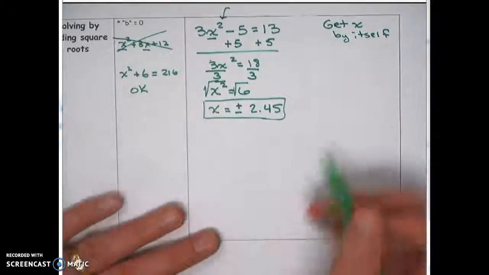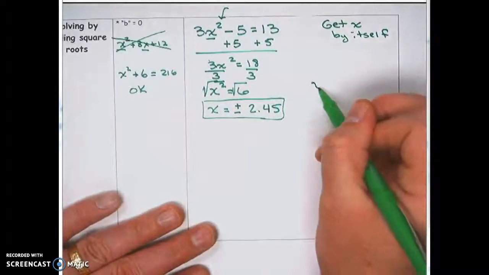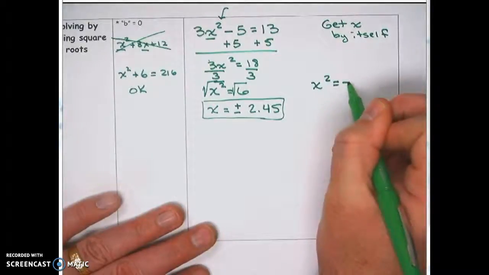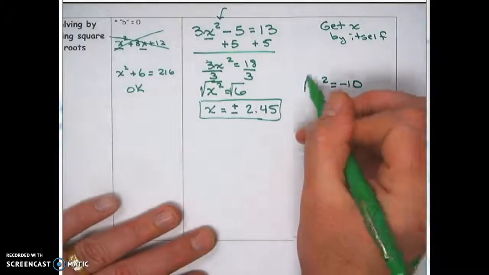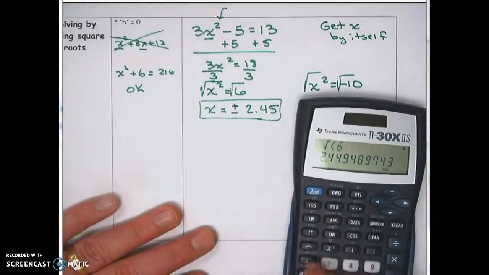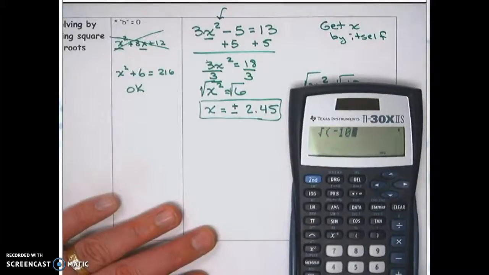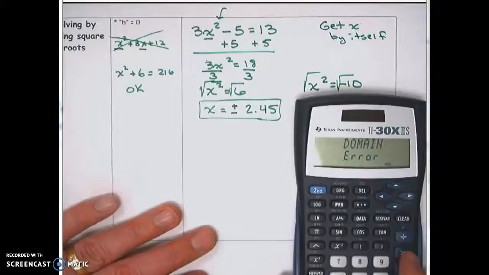Now just as a reminder, let's say we did all this work and we got to the end and we got x squared equals a negative number, and you went to square root that negative number in your calculator. If I tried to square root a negative 10, don't forget that there is no number multiplied by itself that would give you a negative 10.